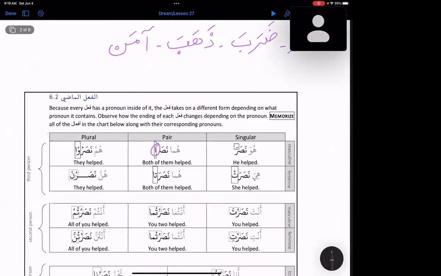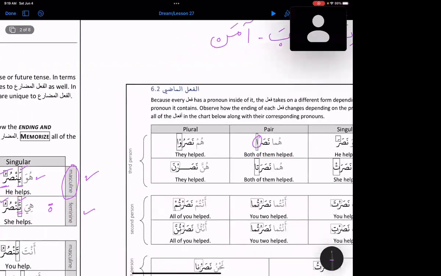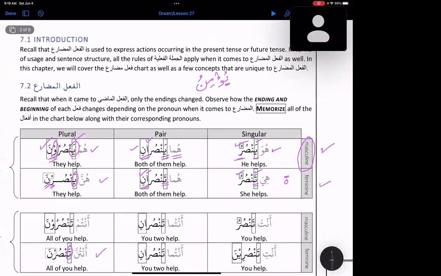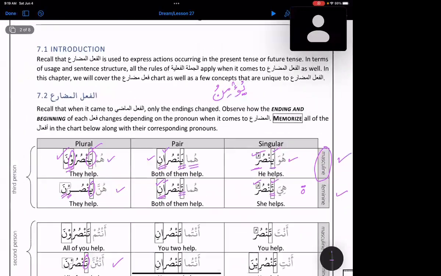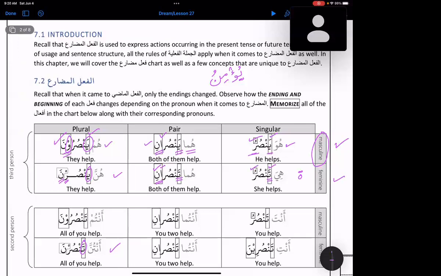So now kafara was yakfuru, right? So let's do it. Who is ready? Masculine, I can do it. Go ahead. We need to start from huwa, and we need to do masculine and feminine both. Huwa yakfuru, huma yakfurani, hum yakfuruna. We are not changing any haraka. The haraka remains the same.